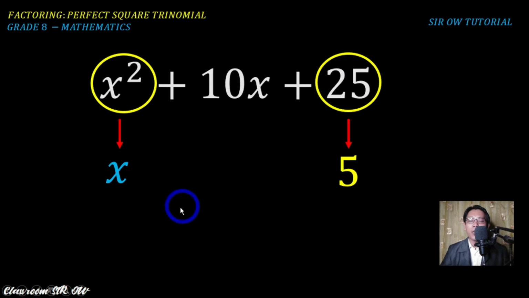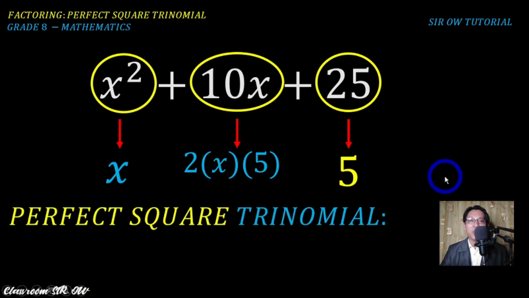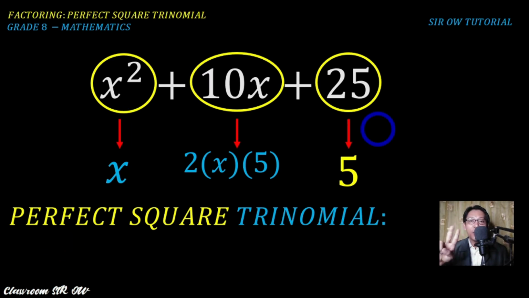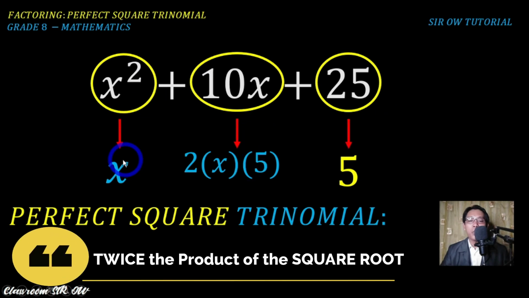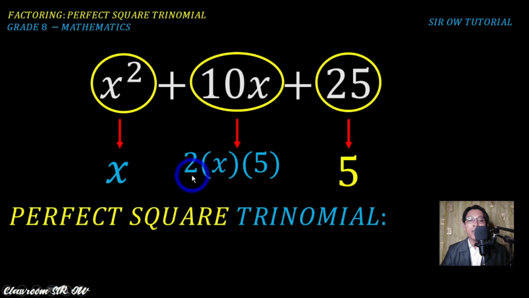Now, if you notice, if we multiply the square root of the first term, which is x, and 5 by 2, the result is the middle term. So actually, if these two conditions are true, then this is a perfect square trinomial. Again, I will repeat the two conditions. The first term and the last term should be perfect squares. The second condition: if you multiply the square root of the first term, which is x, and the square root of the last term, which is 5, by 2, the product is always the middle term. If these two conditions are true, then that is a perfect square trinomial.